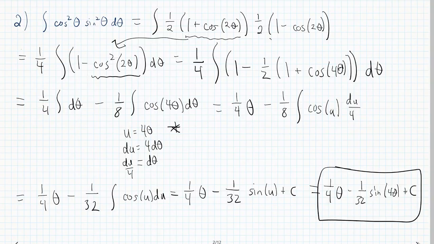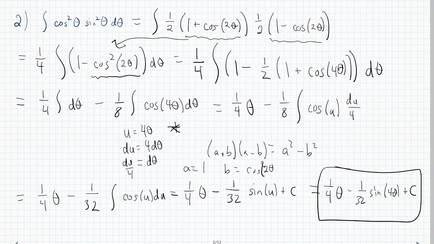Yeah, so I'm glad you're asking the question. The question was from here, at this point, moving on down, I used a property, basically (a plus b) times (a minus b). It's a difference of squares. So that equals a squared minus b squared. Your a in this case was equal to 1. Your b was equal to cosine of 2 theta. So where that came from is just combining those two in that difference of squares format.